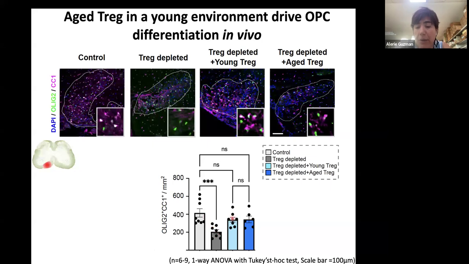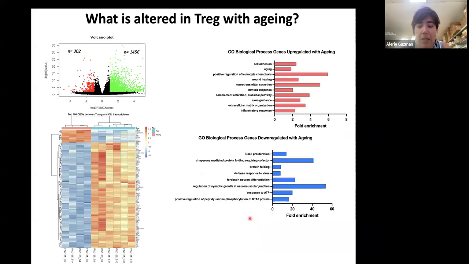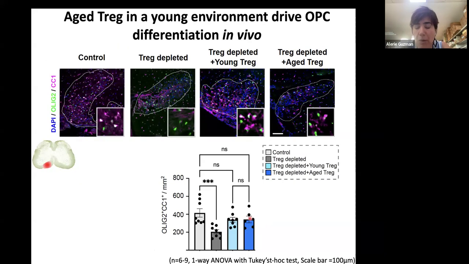This is rescued when we give back young Tregs here in light blue. But surprisingly to us, this is also rescued when we give aged Tregs, indicating that if we put these aged Tregs in a young environment, we might be able to rescue or restore the regenerative capacity. I mean, we obviously looked at different markers and validated this also for NFH and MBP.